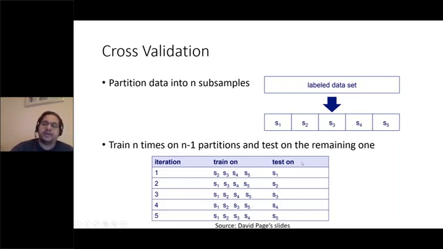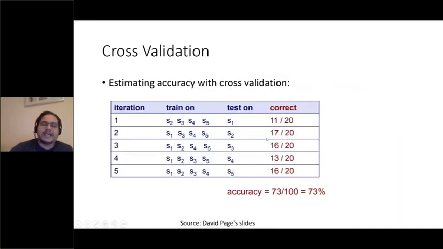Again, we do the same thing. S2 will be testing, and the others will be training. Same for S3, S4, S5. So we end up with 5 iterations, and each one of them will test on a different subset that was not used in training. What is good here is that we are testing on all of my data, all of the data points.